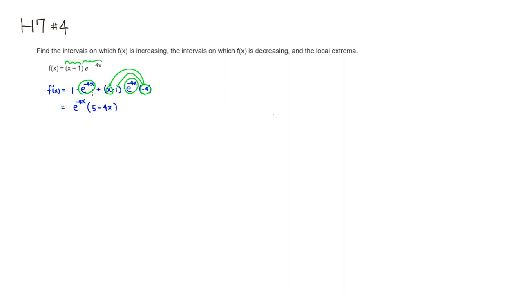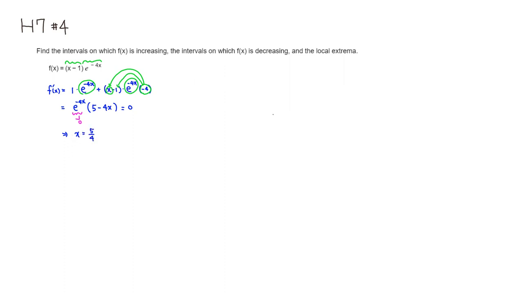So if you set that equal to 0, you can see that the exponential function is always positive. So the only way we can make this equal to 0 is if x equals 5 over 4. Setting 5 minus 4x equal to 0, you get x is equal to 5 quarters.